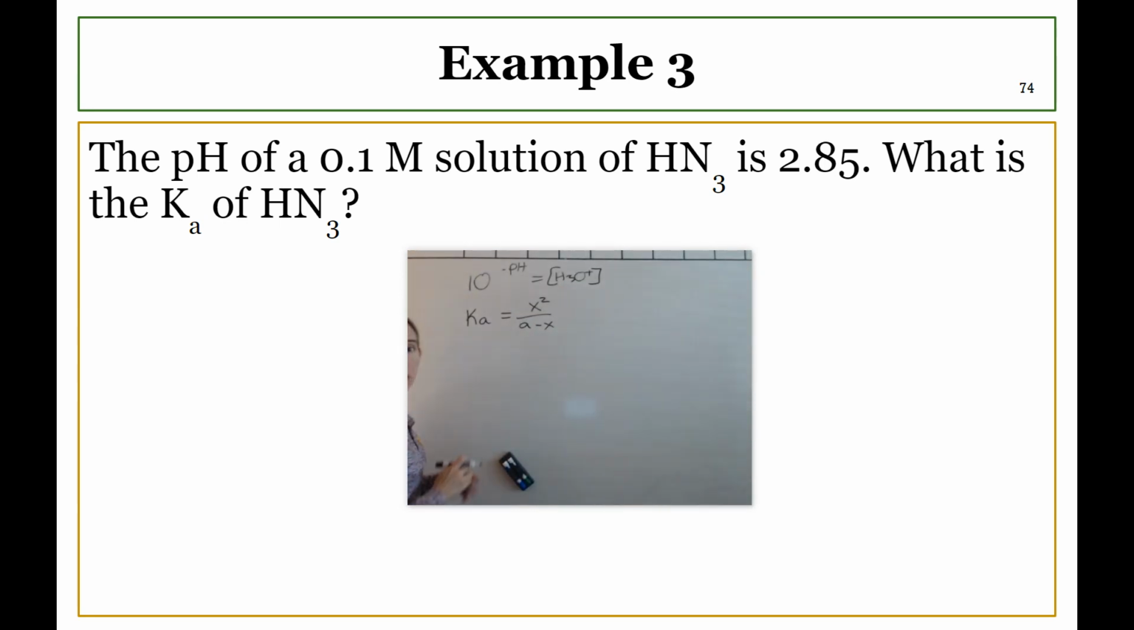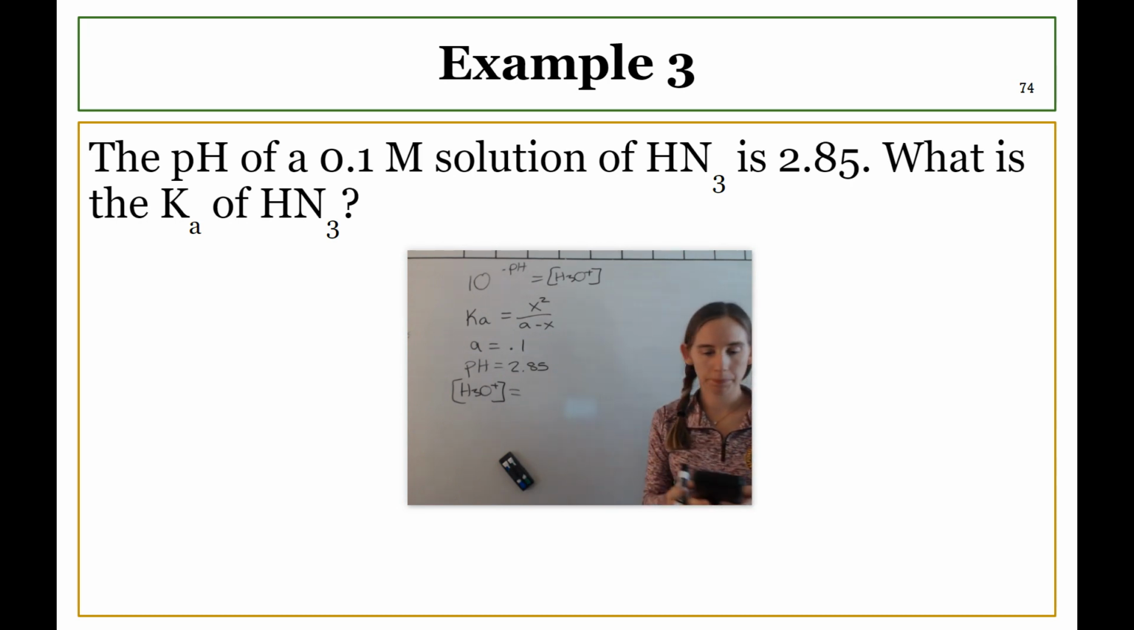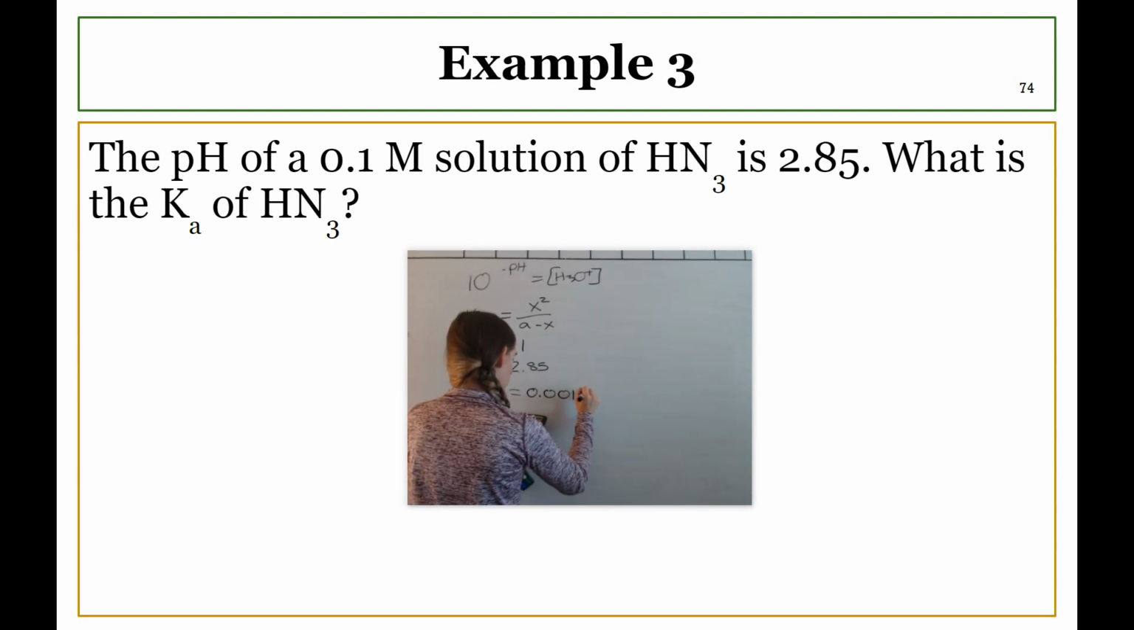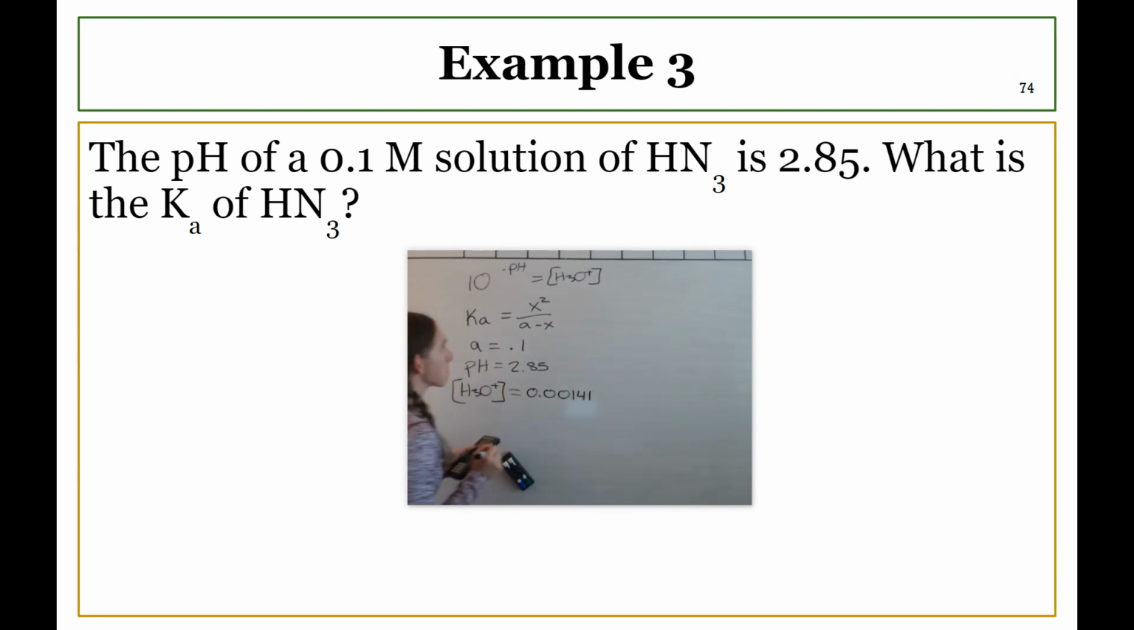Ka is still equal to this equation. We're not given Ka, we need to solve for Ka. And A in the problem is 0.1, and it tells us pH is 2.85. If we plug this into the equation up here, we can find our H3O concentration as 10 to the negative 2.85. So that means our H3O is 0.00141. All right, and that's x. H3O is x in our Ka value.